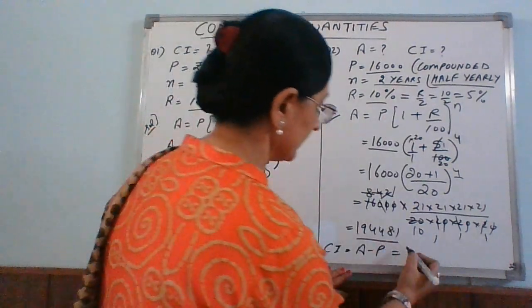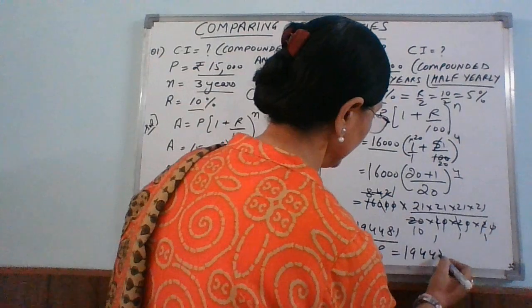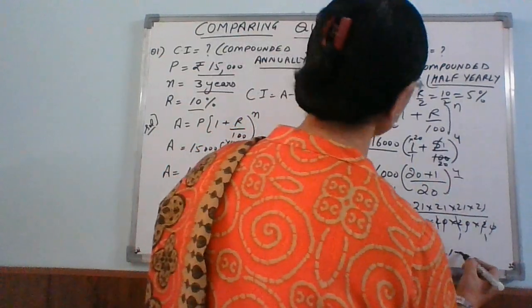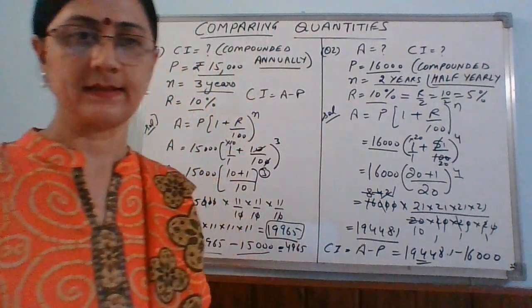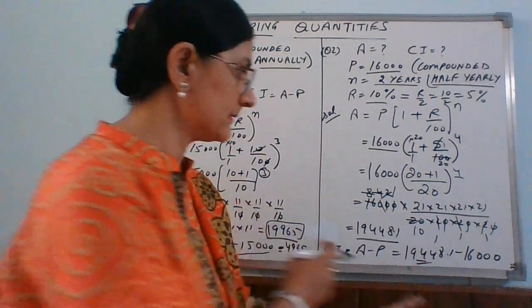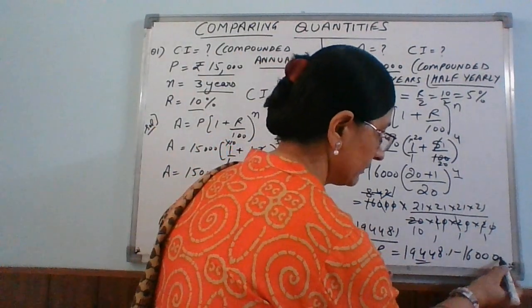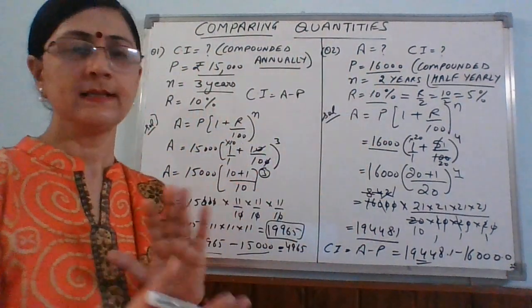What is the amount here? It's 19448.1. Just subtract the 16,000 and write the answer. I don't have a space there, right? So you can just subtract this. There is a decimal here, so you can write 0.0, then accordingly you can subtract.